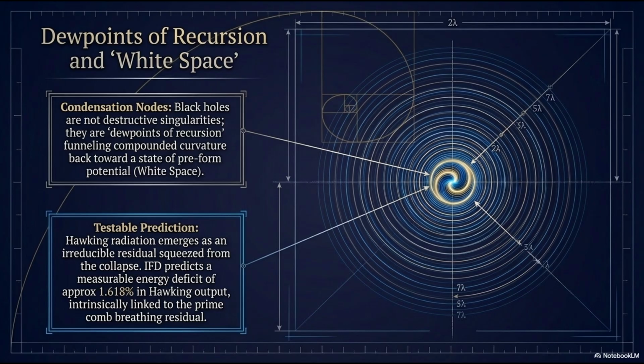The paper calls it the prime comb breathing residual, and it is tied directly to the fine structure constant. IFD predicts that if we measure Hawking radiation leaking from a black hole, we will find a specific energy deficit of exactly 1 over 137. 1 over 137? Yes. It's the geometric friction cost of funneling matter back into white space. If observational astronomers measure that exact 1/137 fractional gap in Hawking radiation, IFD transitions from a theory to undeniable reality. A totally testable, specific number that proves the ultimate connection.